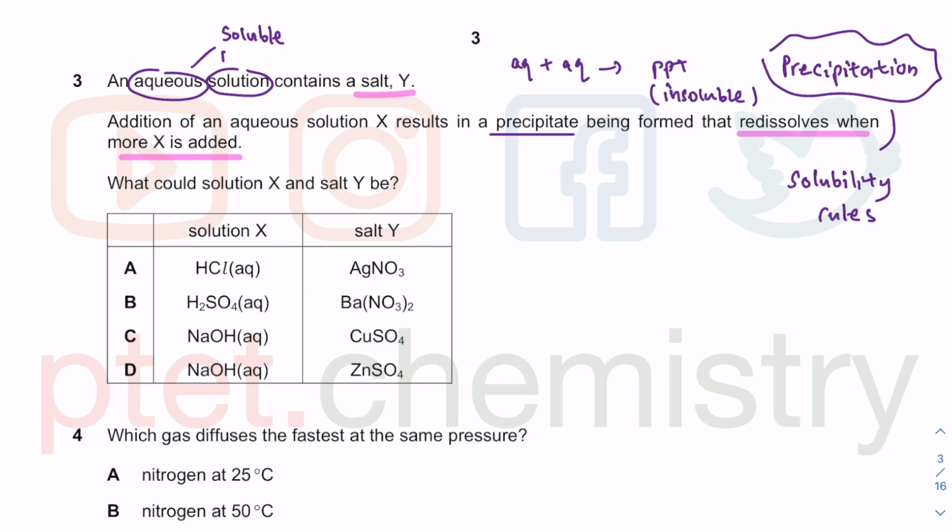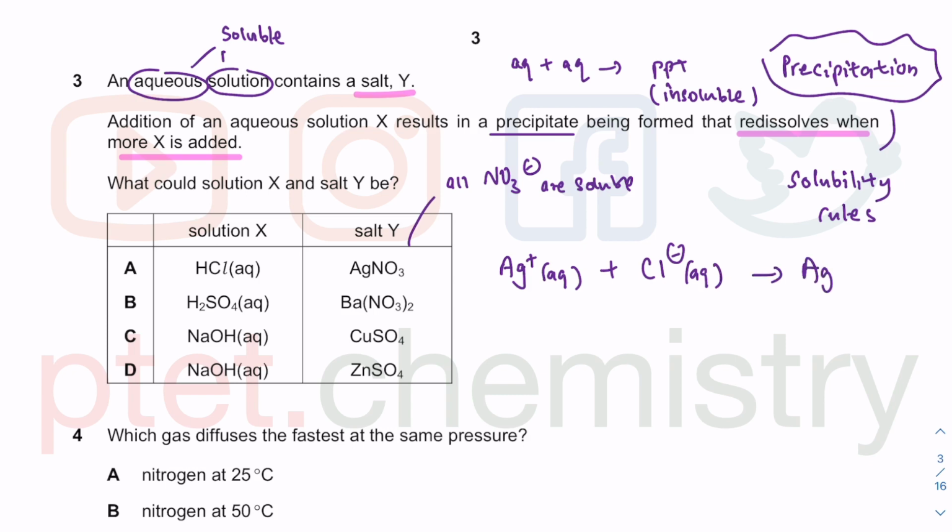So what could solution X and salt be? Well, if you look at A, you're going to get the Ag+ from the silver nitrate. You've got to know that all nitrates are soluble, including silver nitrate solution. And then you get hydrochloric acid. Then you get a test for chloride, which is silver chloride precipitation. This is a white precipitate. It's in the Paper 3. This is the test for chloride ion.